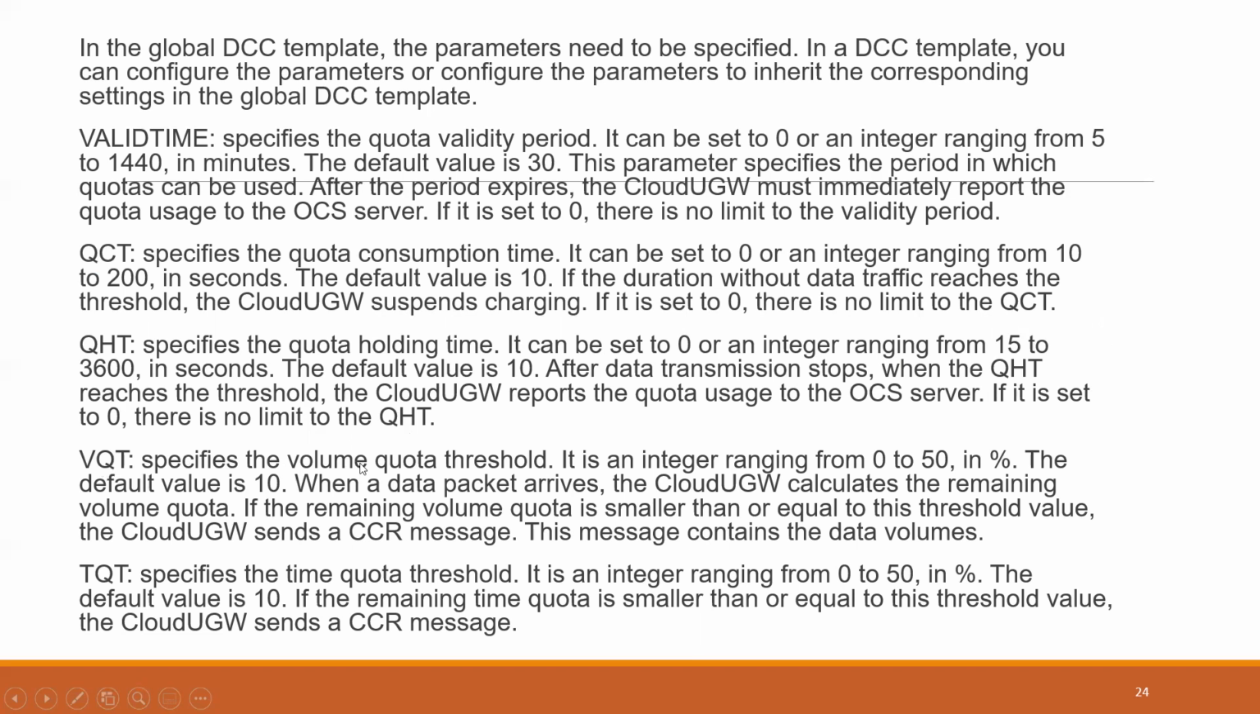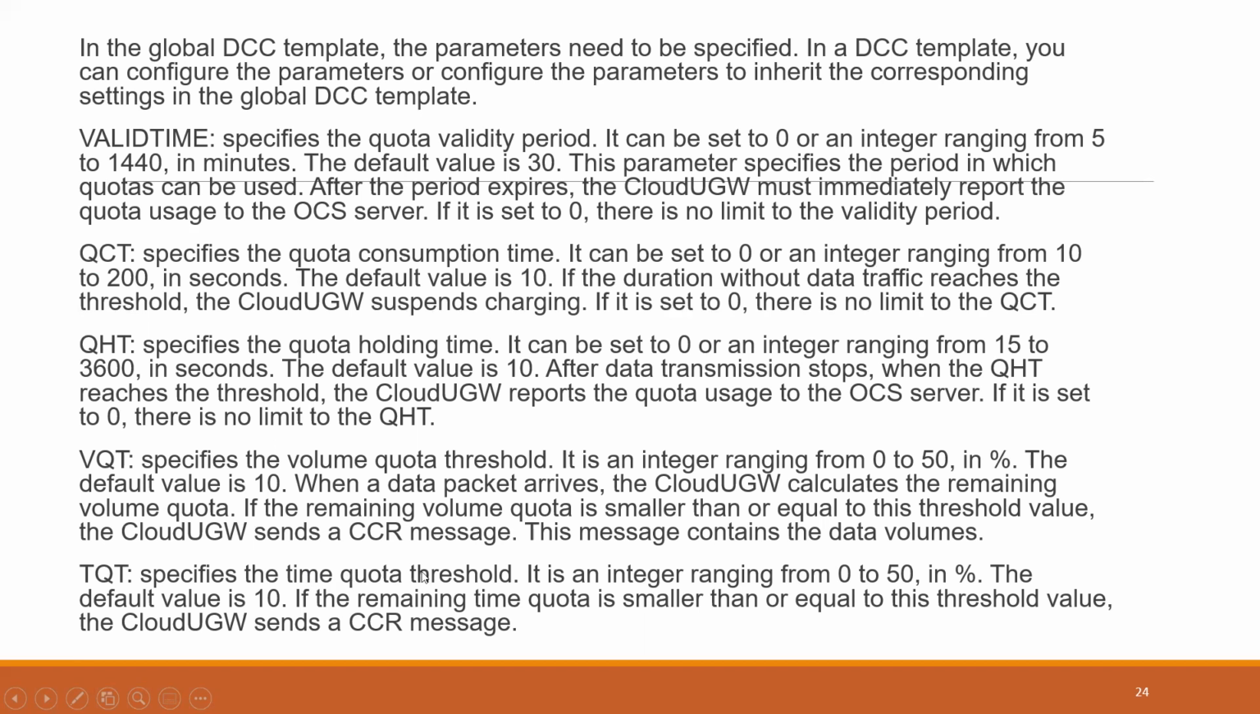VQT is the volume quota threshold, and it is defined in percentage. Its significance is that when a data packet arrives, the GGSN calculates the remaining volume quota. If the quota is smaller than this threshold, then the GGSN sends a CCR message. For example, if it is set to 10%, and your remaining volume quota is 10%, then the GGSN is going to send another CCR message to the OCS to request a new quota.